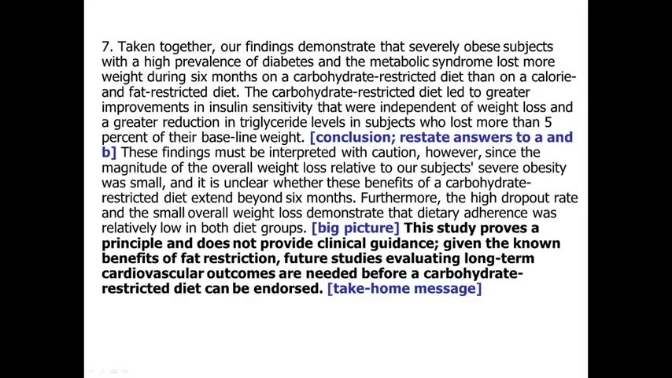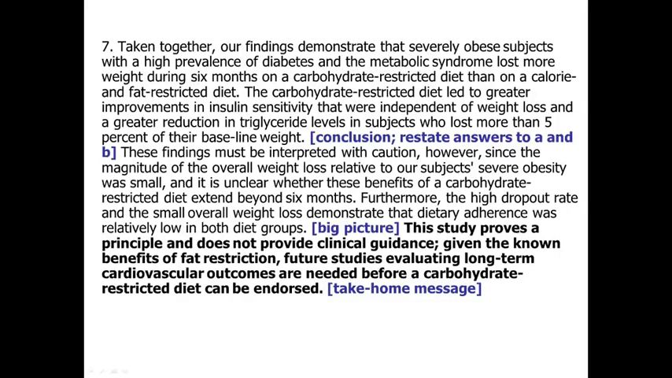Then they give you some big picture things though. They say, well, hey, we have to interpret these findings with caution. This doesn't mean that everybody should rush out and go on a low-carb diet, because the magnitude of the overall weight loss relative to how overweight these subjects were was actually pretty small. So they did lose more weight, but it wasn't a huge amount. There was a high dropout rate, so that makes it difficult to interpret the results of our study.